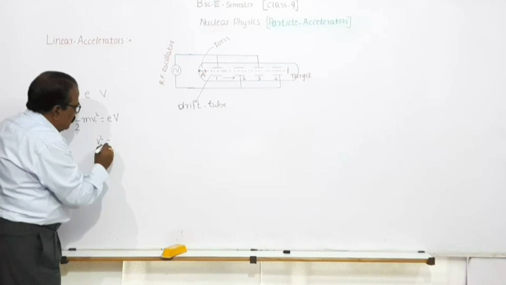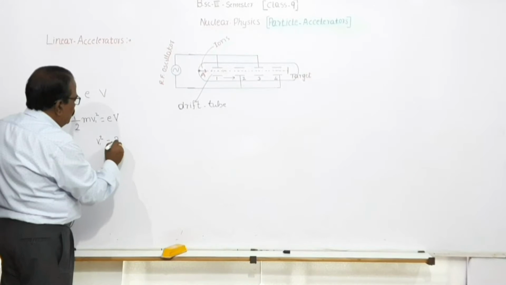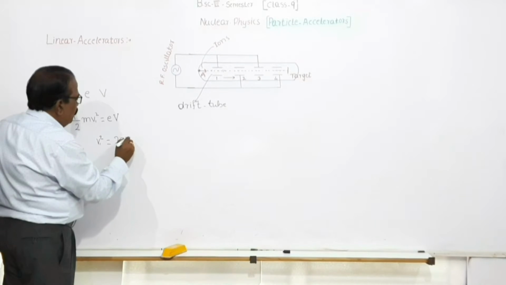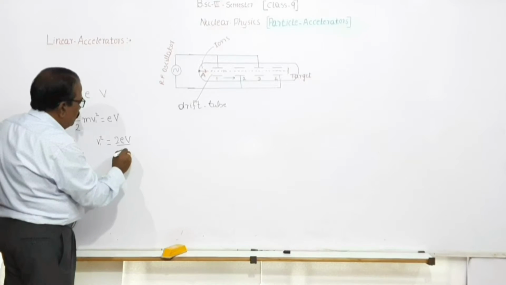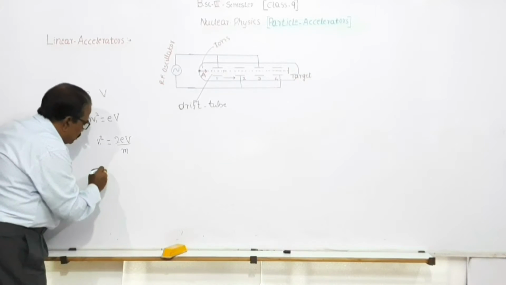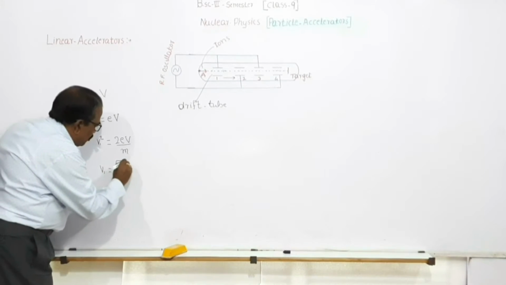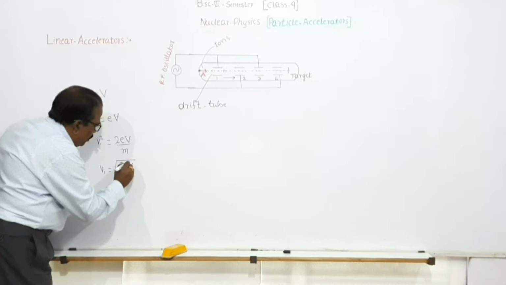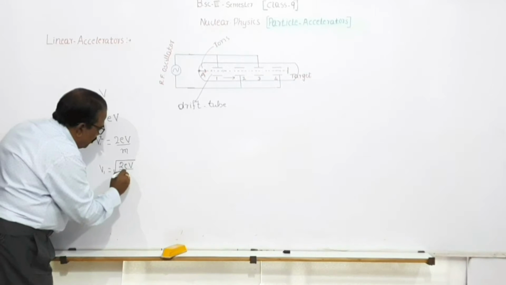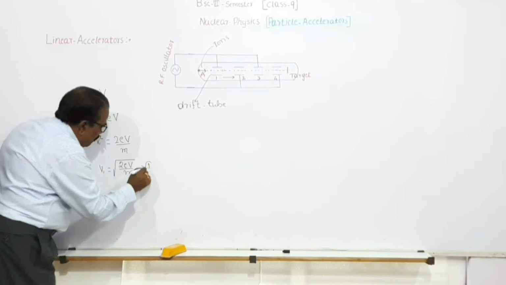Then from this, v1 square is equal to 2EV upon m, or v1 is equal to square root of 2EV upon m. Call this equation 1.